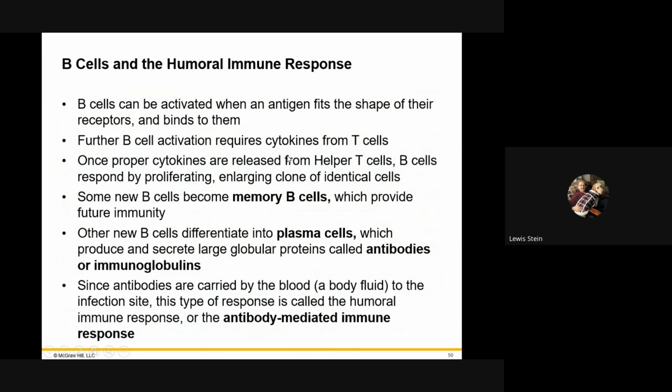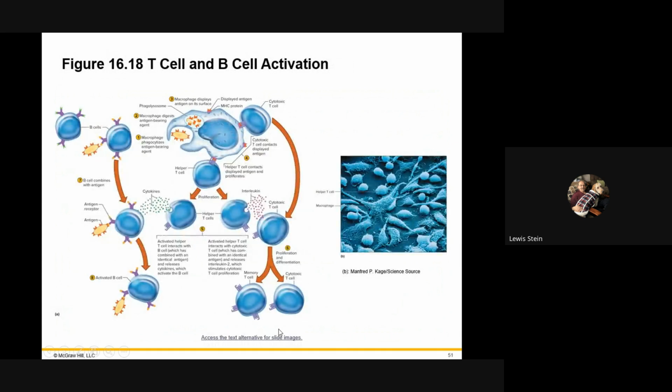So B cells can be activated based on the shape, and then B cells become more activated by cytokines, particularly from the helper T cells. They can form memory cells, okay? And again, the big players in making antibodies are plasma cells. Plasma cells are like little factories that make antibodies. We're going to name the 5 major types of immunoglobulins. That's usually not that difficult, and the major roles that they play. They really are the humoral response because they travel in the bloodstream or in fluids, and another name for fluids is humors.